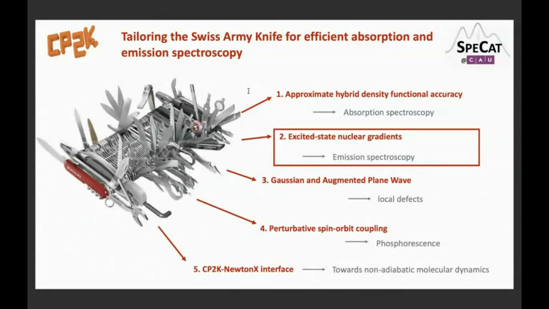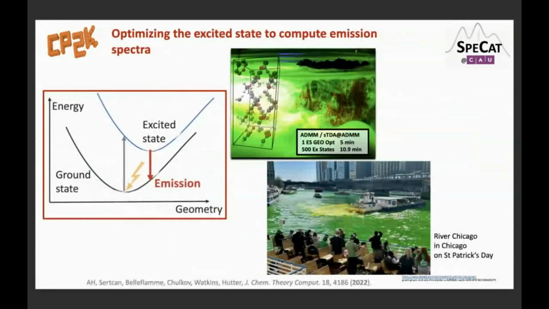Okay, with this, I come to excited state nuclear gradients, so the second part. So far, we just discussed vertical excitation energies. But if we would like now to describe emission, we have to optimize the excited state because the potential energy surfaces of ground state and excited state might differ. And it is therefore really important that we extended the TD-DFT code to excited state nuclear gradients.